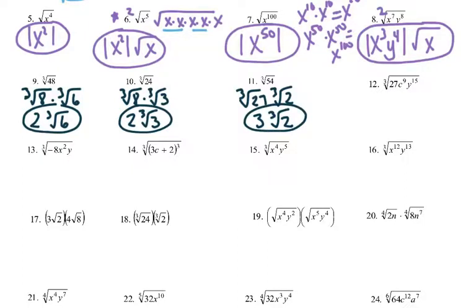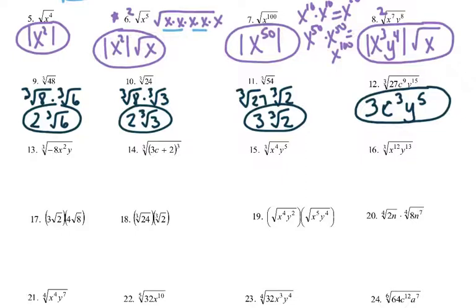Cube root of 27, c to the 9th, y to the 15th. So the cube root of 27 is 3. The cube root of c to the 9th, 3 goes into 9 3 times. 3 goes into 15 5 times. No bars are needed because it's a cube root. It's not an even root.